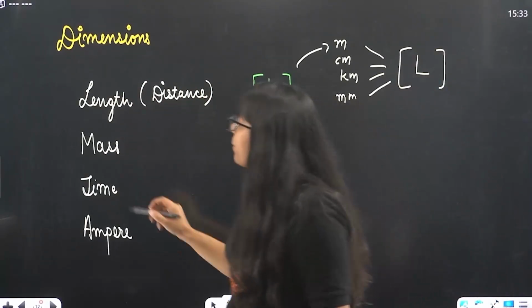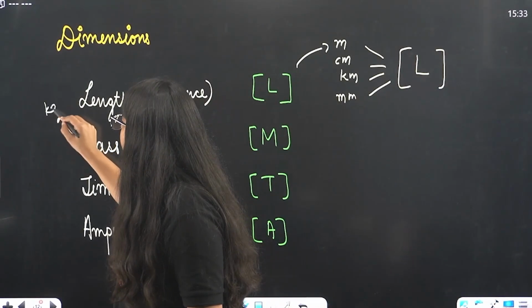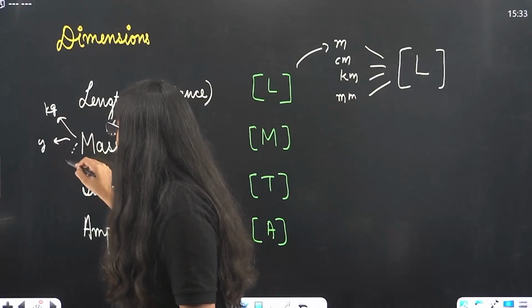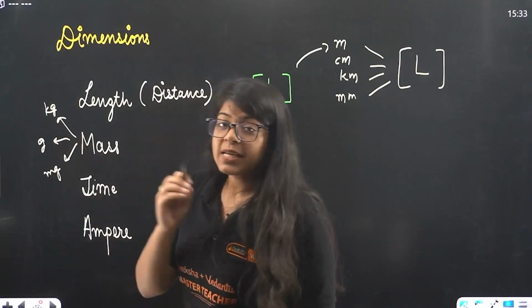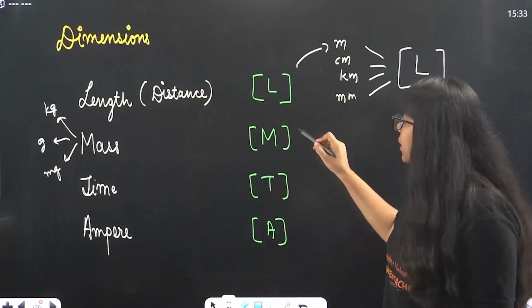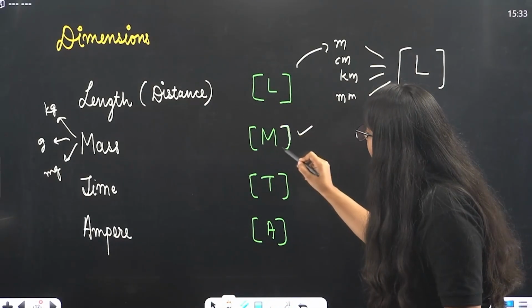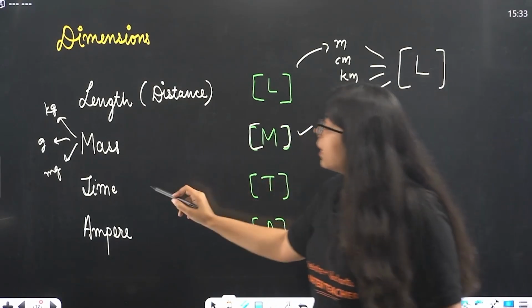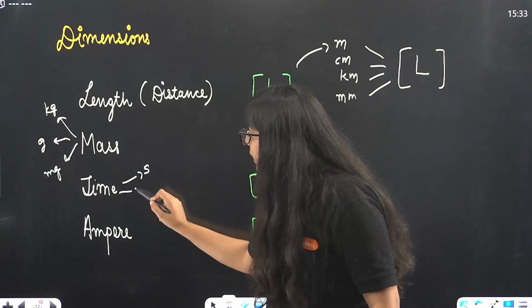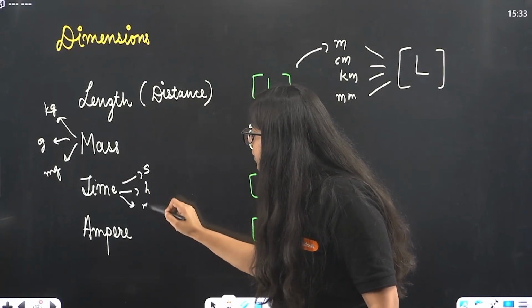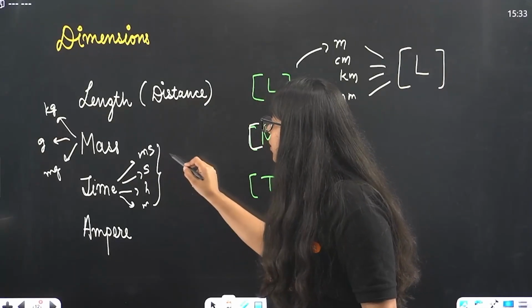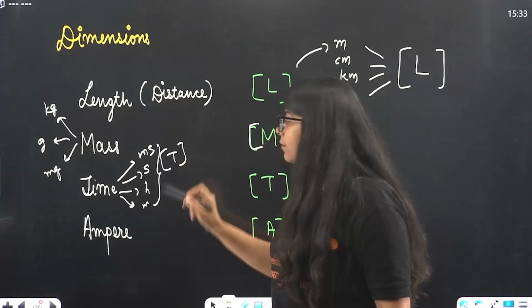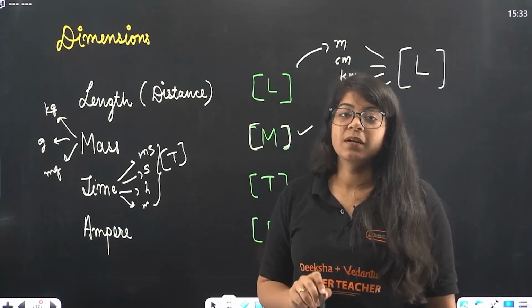Similarly, mass can be what? It can be kg, it can be gram, it can be milligrams. So all these have a single dimension, that is [M], written with square brackets. Same, time can be what? Second, it can be hours, it can be minutes, it can be milliseconds, but anywhere time is mentioned, it has the dimension [T].